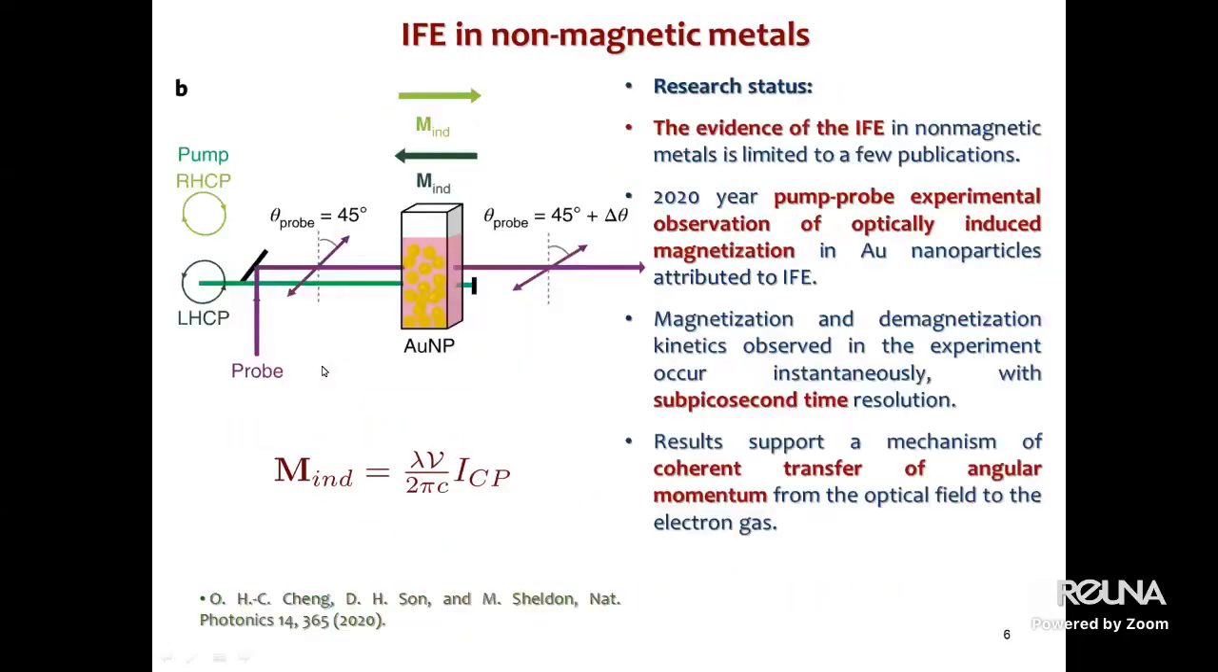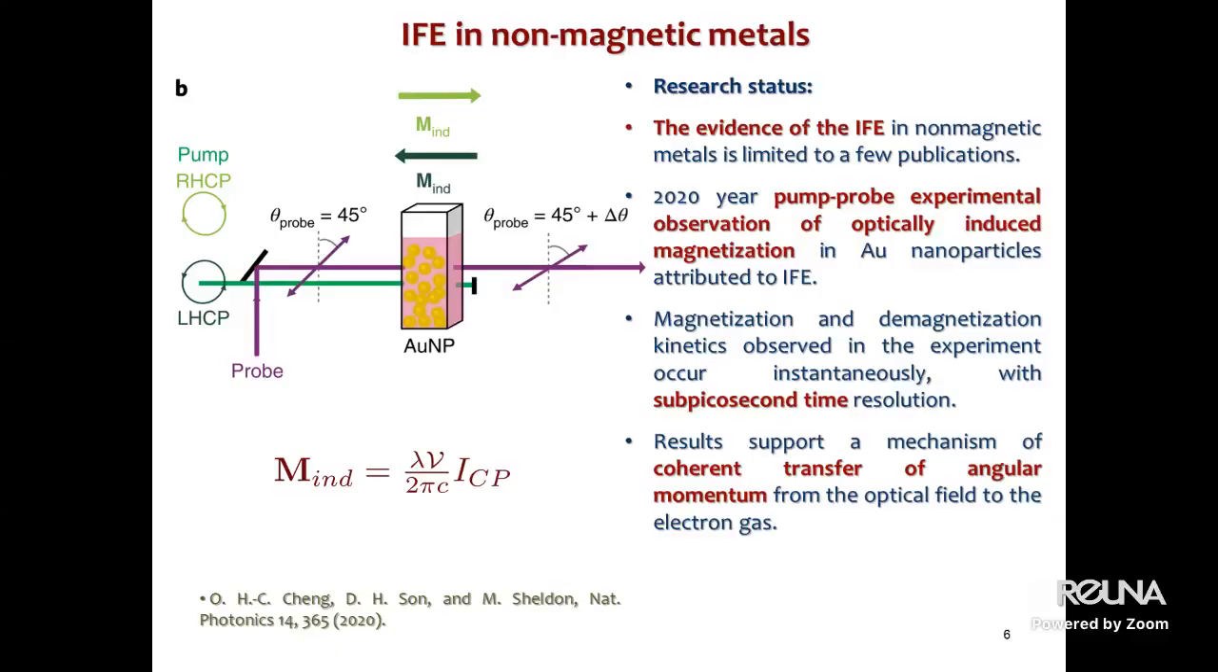Now, what about current research status? So far, experimental evidence for the inverse Faraday effect in non-magnetic metals remains limited, with only a small number of reported studies. A recent pump-probe experiment, reported 5 years ago, to some extent recent, reported optically induced magnetization in gold nanoparticles and also attributed to the inverse Faraday effect.